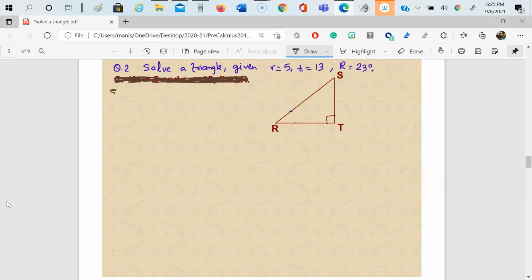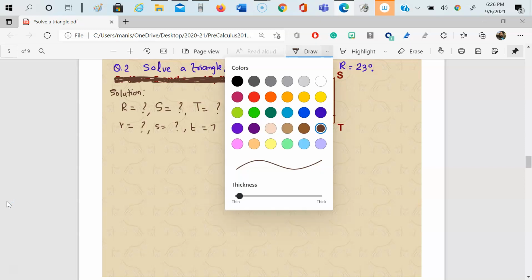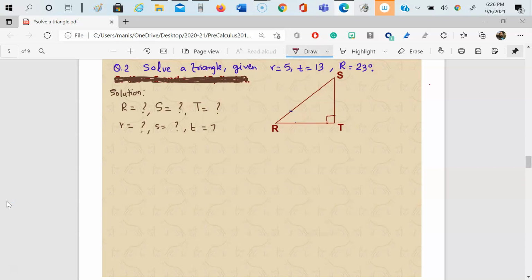So this is my solution over here. I will write uppercase R, I do not know uppercase R, and then we need uppercase S, and uppercase T. Then we need lowercase r, I don't know, lowercase s, I don't know, lowercase t, I don't know. Let's go ahead and label our triangle also. These are a few important things we should do before we start our solution. They gave us angle R, so this is my angle R. Based on this, this is my opposite, this will be my adjacent, and this will be my hypotenuse.